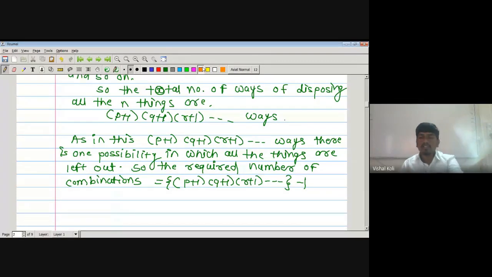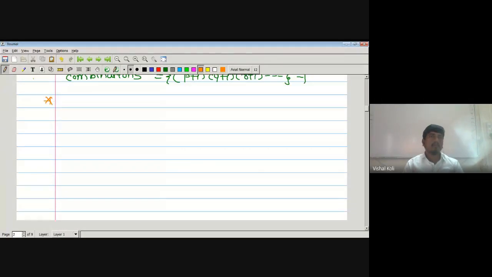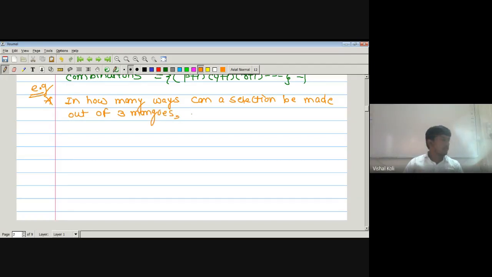Let us see one example depending on this concept. In how many ways can a selection be made out of 3 mangoes, 5 oranges and 2 apples? And for that we have to use the above result.